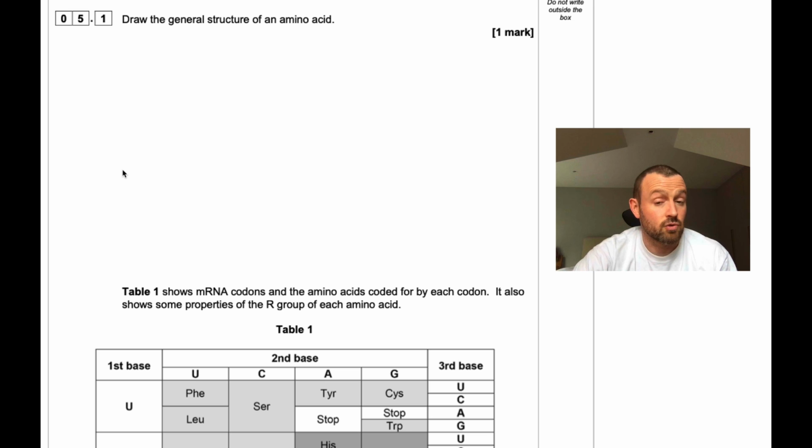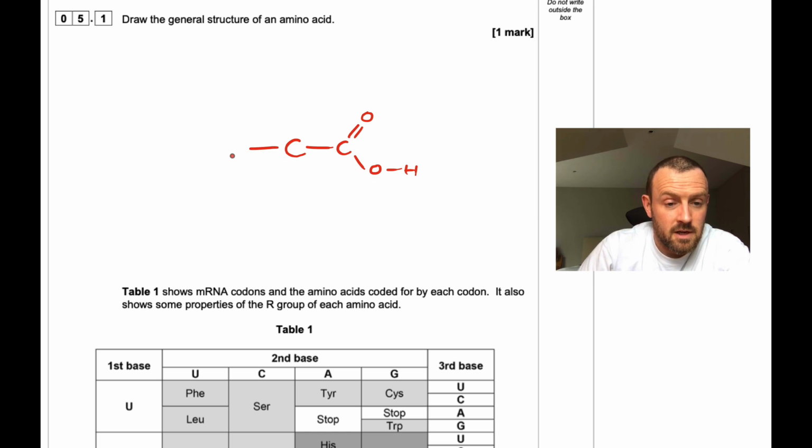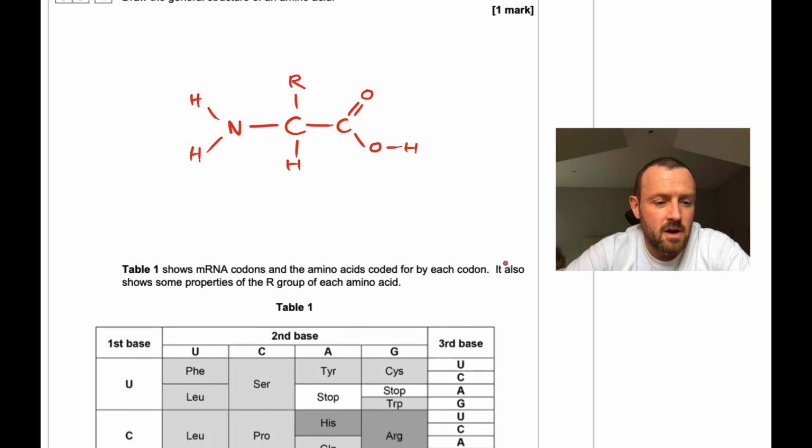Okay. Draw the general structure of an amino acid. This is an easy mark. Hopefully everyone knows this. Central carbon. On the one side, we've got this carboxylic acid group. On the other side, we've got an amino group. And we've got a hydrogen and an R group. It shouldn't matter which way you put those two round. It doesn't matter.